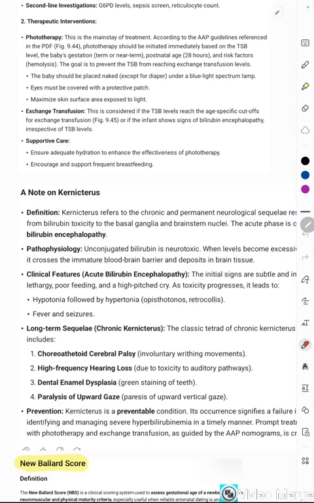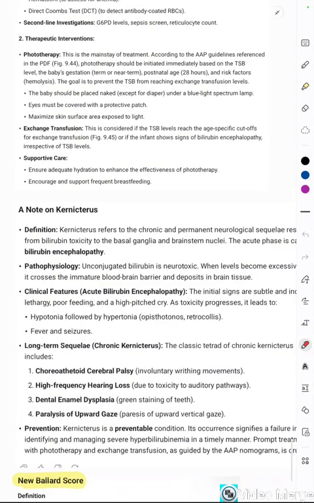In case of chronic kernicterus, the features are choreoathetoid cerebral palsy, where involuntary ringing movements or writhing movements of the hands and legs happen. Then high-frequency hearing loss, dental enamel dysplasia, that is greenish discoloration of the tooth, and paralysis of the upward gaze. Kernicterus is more of a preventable condition, and this happens because of unconjugated hyperbilirubinemia, where unconjugated bilirubin is going to cross the blood-brain barrier, and when it crosses the blood-brain barrier, it's going to affect the basal ganglia.